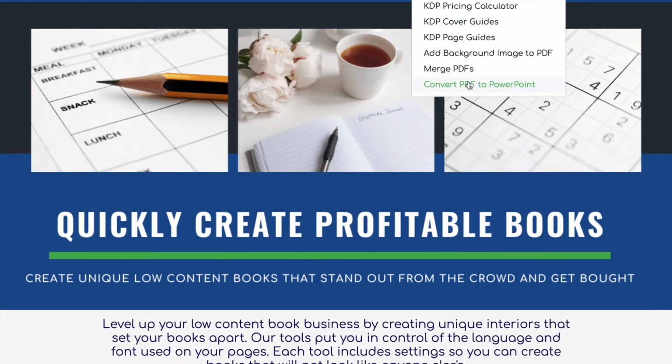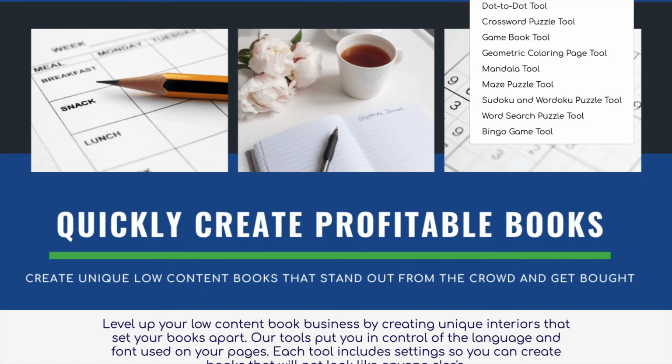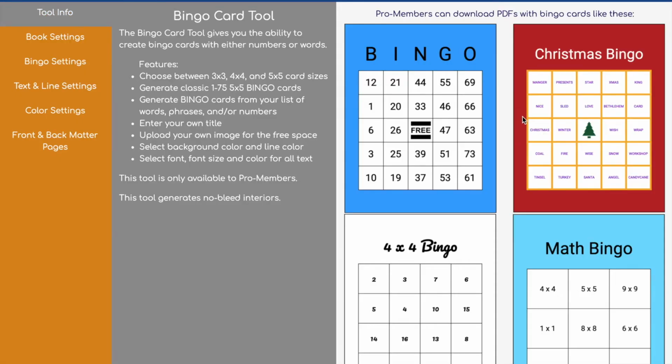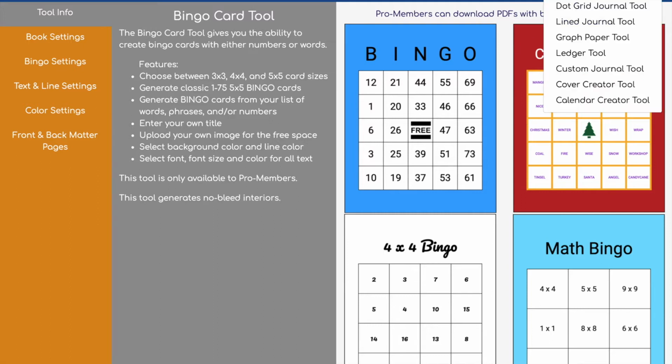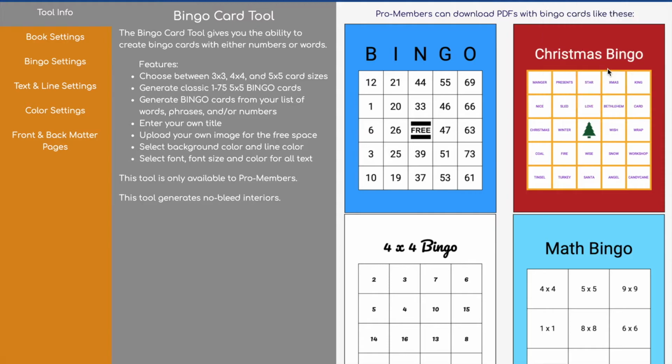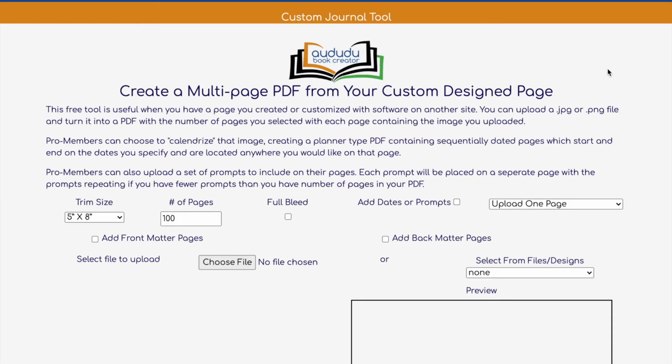And what is great about their system, they have so many different cool things that you can use within the program. As you can see, you can do lots of journals and stuff. Like this bingo card tool is amazing. It's brand new to them. You can imagine doing all cool things for your low content books, and it's already preset templates. Even this one, I had to create a multiple page customized design page. You can do so as well, and it is all within their program.